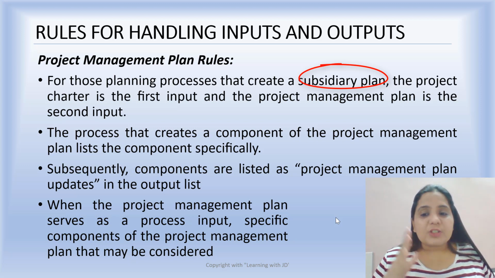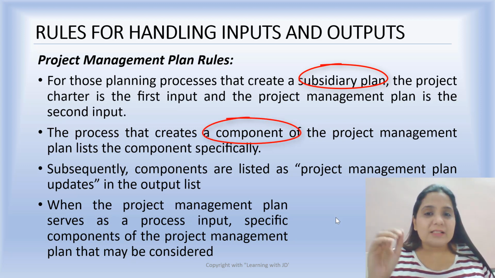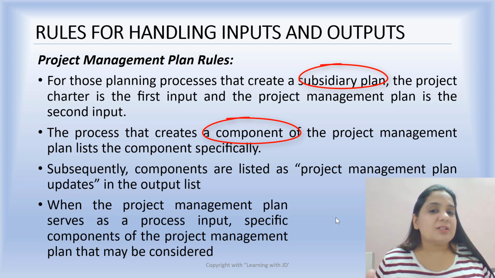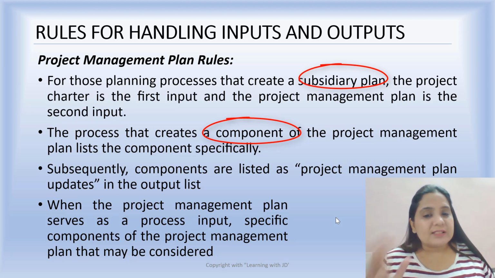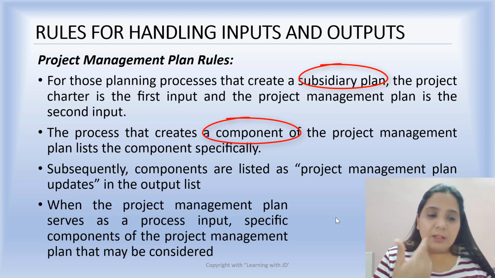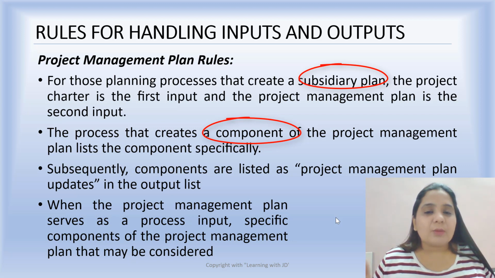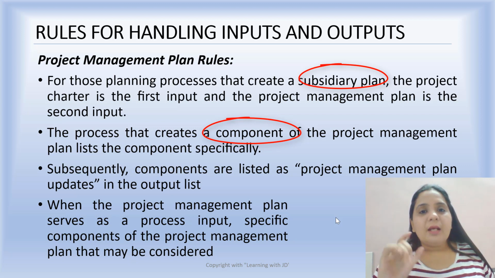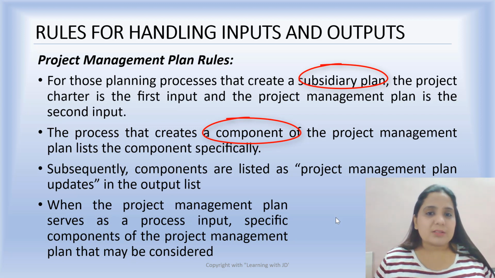The process that creates a component of the project management plan lists the component specifically. Whichever component a process creates for a project management plan, it mentions that component specifically. For example, a quality process creates a quality management plan. It mentions that component, the quality management plan, as a part of the project management plan. Subsequently, the components are listed as project management plan updates in the output list.